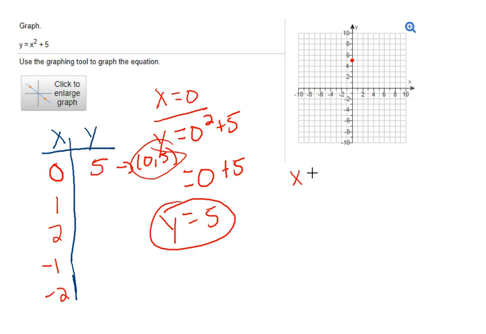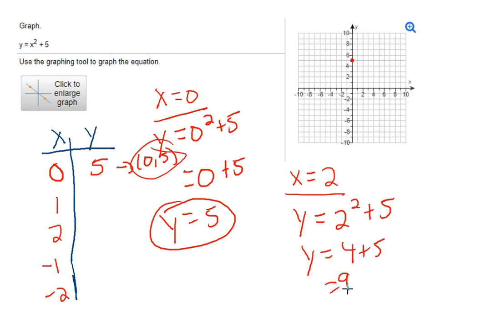So I'll just do a couple more of these. I'll do a couple of the more difficult ones, and I'll let you fill in the rest. X equals 2, let's try that one. We'll plug that in for x, and we'll get, in place of x, 2 squared plus 5. 2 squared is 4. 4 plus 5 gives me 9. So I'll get y equals 9. And so I'll put that with the 2. That gives me another point, 2, 9.